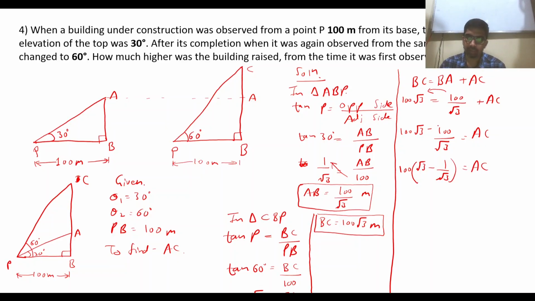I'll repeat again, over here and over here, only in the numerator part, 100 is common, take it outside. So what's uncommon? Root 3 minus 1 upon root 3. So this will get cross multiplied: 100 into root 3 into root 3 is only 3, minus 1, the whole upon root 3 equal to AC. 3 minus 1 is 2. This will be 200 upon root 3 is AC. So you have to divide 200 by root 3.